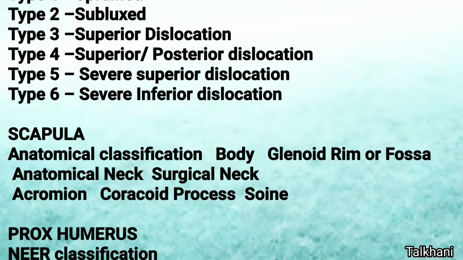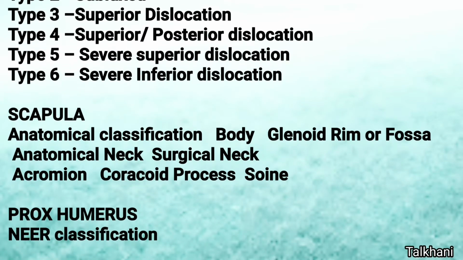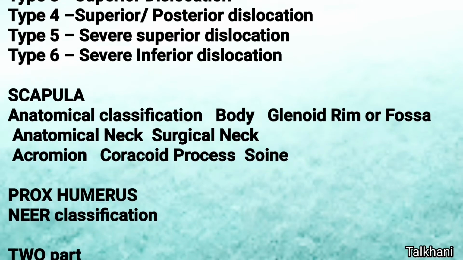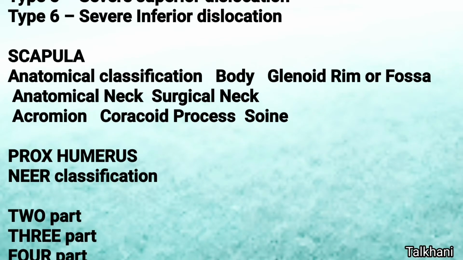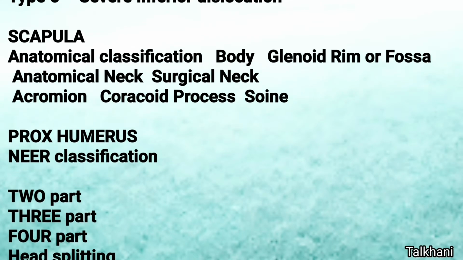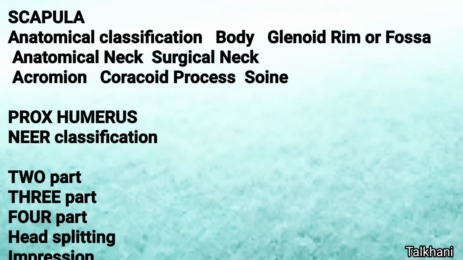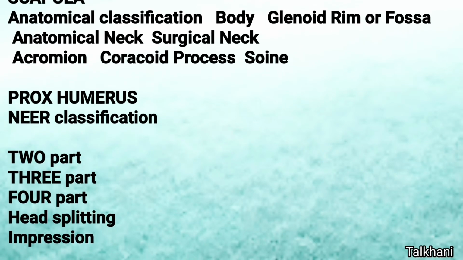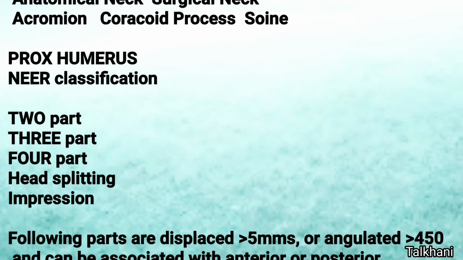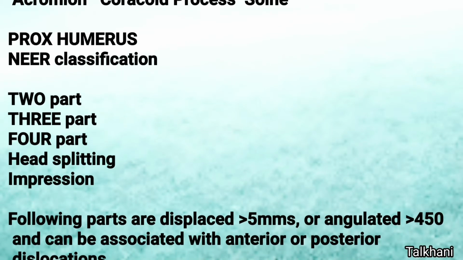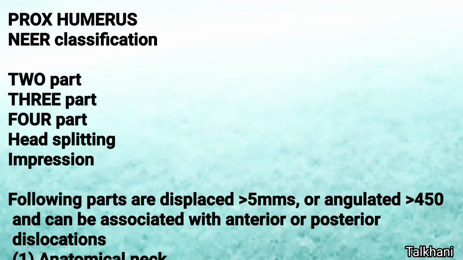Proximal humerus, Neer's classification: 2-part fracture, 3-part fracture, 4-part fracture, head splitting fracture, and impression fracture. The parts are: number 1, anatomical neck; 2, surgical neck; 3, greater tuberosity segment; 4, lesser tuberosity segment.